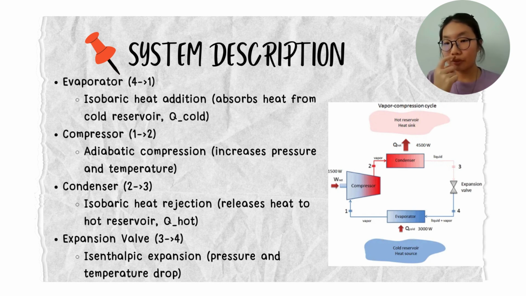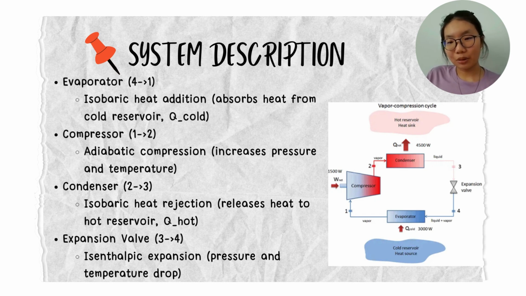Let's start from the first stage, which is stage 4 to stage 1 for the evaporator. In this stage, it is in an isobaric heat addition condition, which means that the pressure is constant, and it absorbs heat from the cold reservoir, which is Q cold. And how do we calculate the Q cold? We calculate Q cold by using the enthalpy from stage 1 minus the enthalpy from stage 4, which is H1 minus H4.